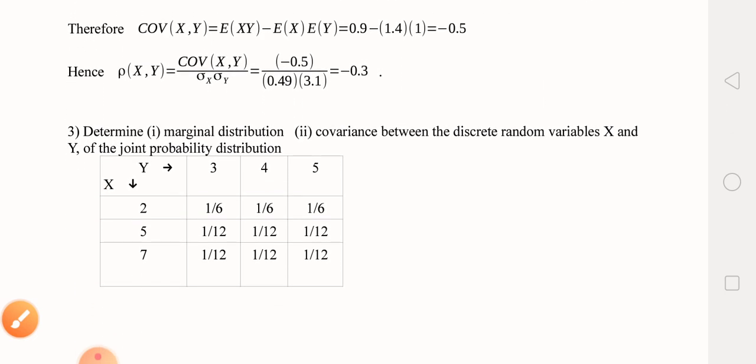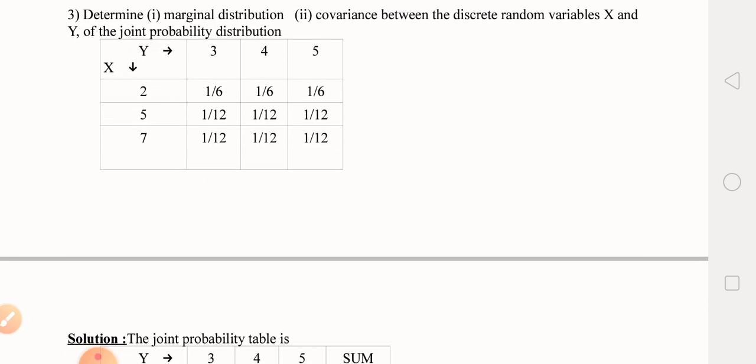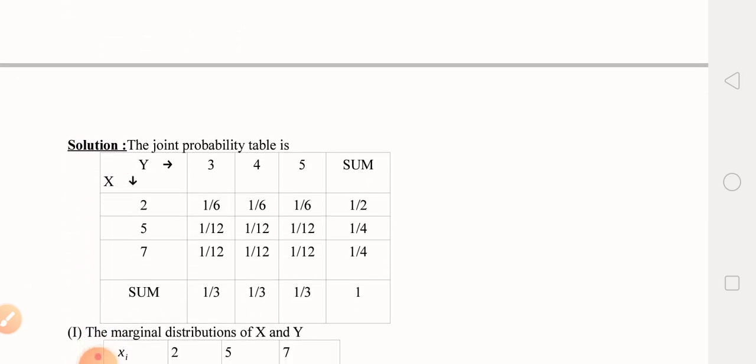The next problem. Determine the marginal distribution and covariance between the discrete random variables x and y of the joint probability distribution. They have given the distribution. So we want to calculate the marginal distribution and covariance. So the first work is we have to complete the given joint distribution table. For that we have to add one row and one column in the solution.